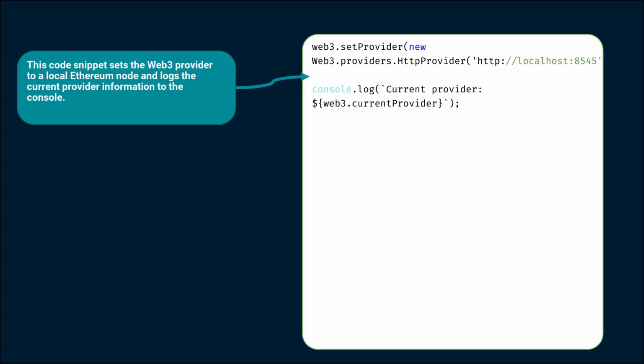Next, we'll add a useful debugging statement that logs the current provider. By using console.log with Web3 current provider, we can verify that our application is indeed connected to the intended Ethereum network or node. This step is important for ensuring that we're working in the correct environment, whether that's a local test network or the main Ethereum network.